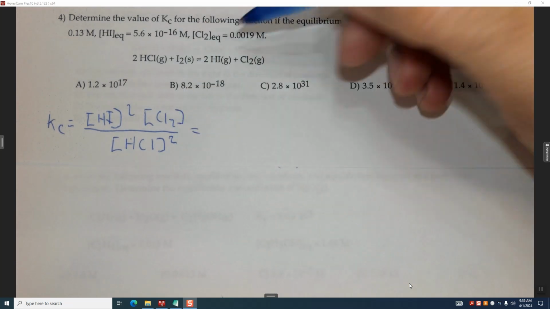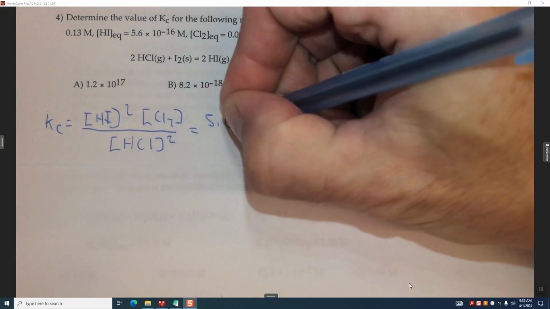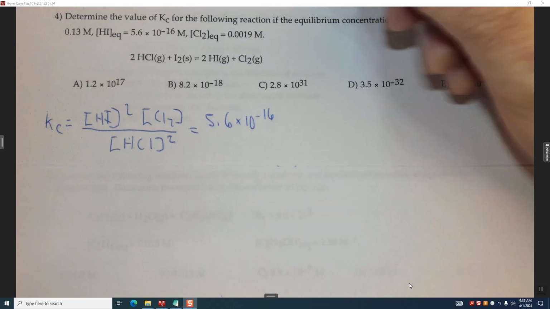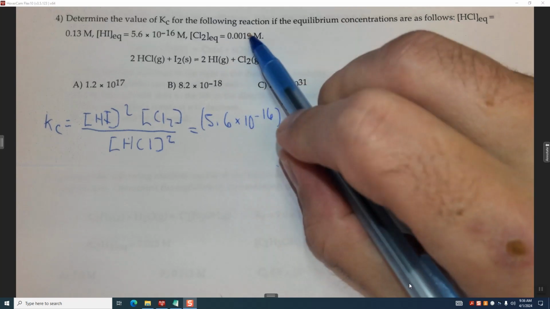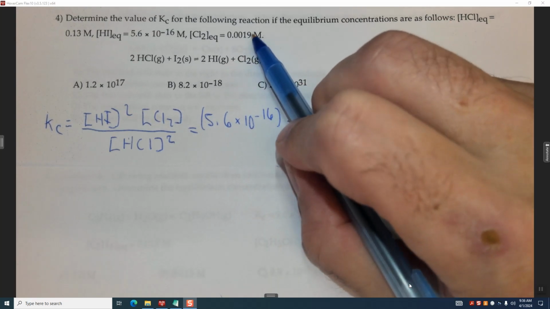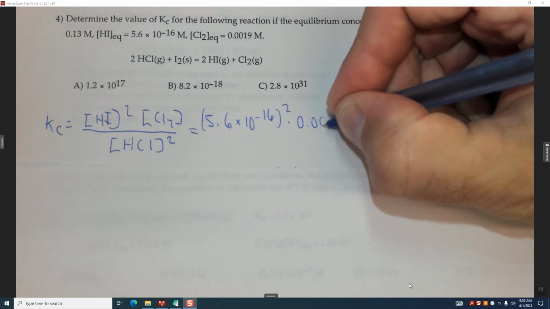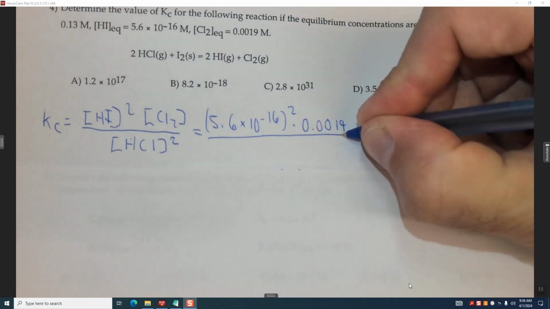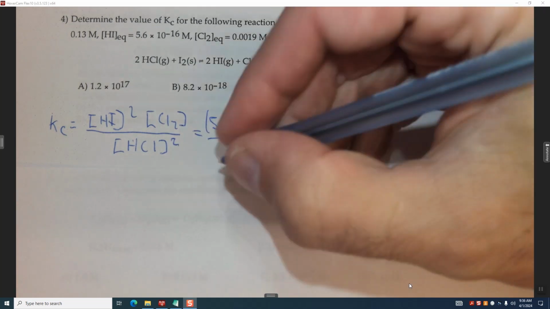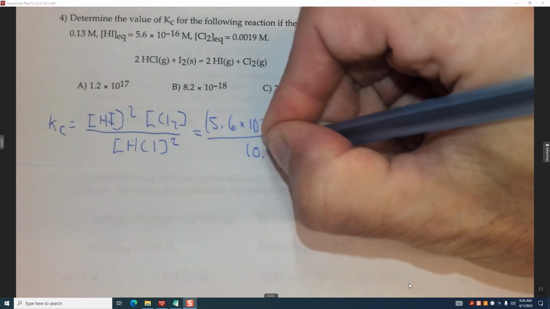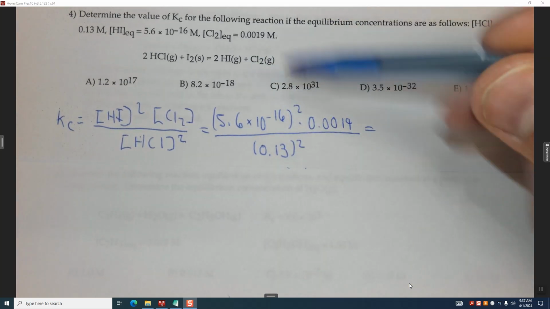So if we look here, we're going to take the concentration of HI, which is provided to us, which is very, very small, 5.6 times 10 to the minus 16, and we're going to square it. We're going to multiply that times the concentration of Cl2, which in this case is 0.0019. We're going to divide it by the HCl squared, and you'll notice the HCl relative to the other two is much higher. It's going to be 0.13 squared.